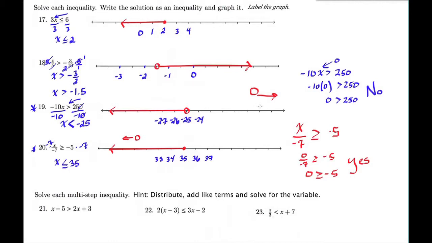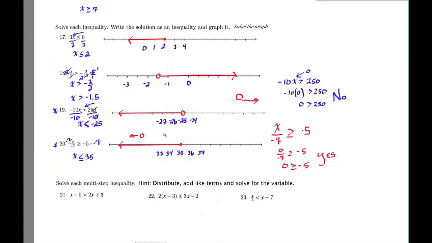So you can see we didn't shade this side. This is a no. We have to shade the other side. So I'm just showing you how we can do a quick check here to make sure that we shaded the right direction, because we have to be careful whenever we're multiplying, dividing by negatives, the sign changes. If we didn't change this sign, we would have shaded the wrong direction there.